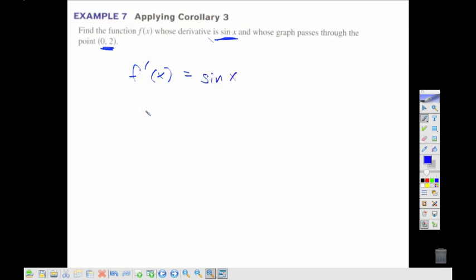So what I'm thinking about is, okay, what function gives me a derivative of sine? If you remember, cosine of x gives us a derivative of negative sine. So if I have a negative cosine, that would give me a derivative of positive sine. The only thing is, it might have had a constant on there, so a plus c, that would have disappeared when I took the derivative. Now if this is passing through the point 0, 2, that would mean that my y is equal to 2 when my x is equal to 0.